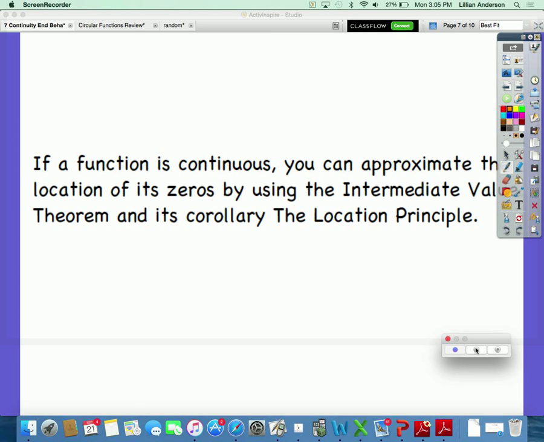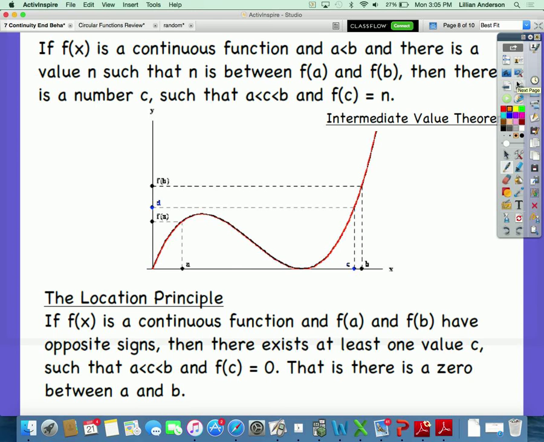If a function is continuous, you can approximate the location of the zeros by using the intermediate value theorem, also called the location principle. The intermediate value theorem says the following: if f of x is continuous and a is less than b, a and b being some numbers on your x-axis, and there is a value n such that n is between f of a and f of b, then there is a number c such that a is less than c, which is less than b, and f of c equals n. I'll give you a second to write that down, and I will break it down piece by piece.